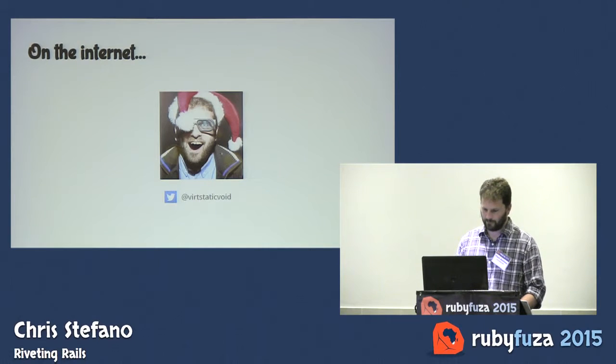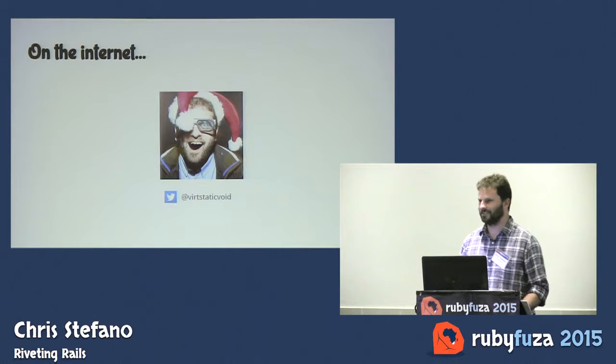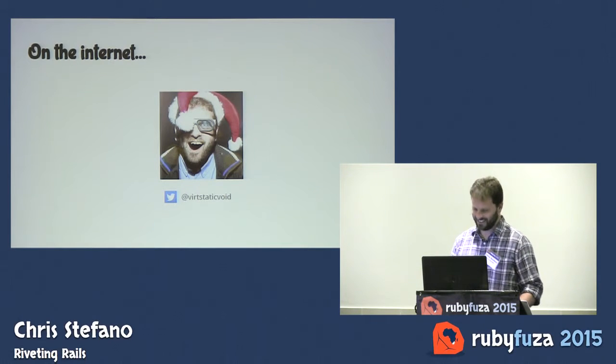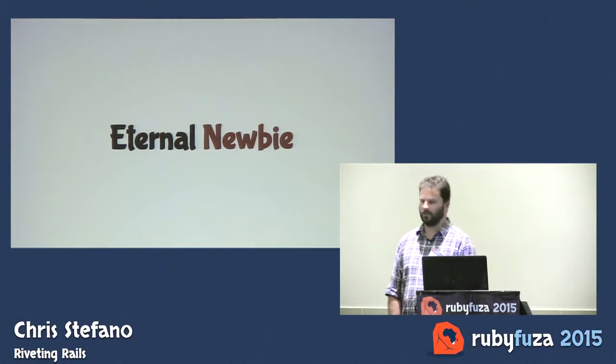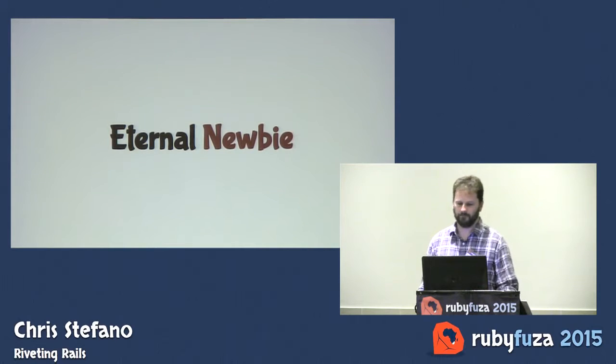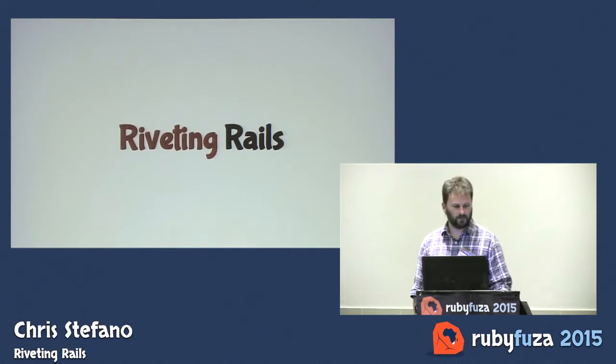And on Twitter, I'm Vert Static Void, because Twitter has a 15-character limit on the username, so it's a little confusing. But I really like to think of myself as an eternal newbie. I'm constantly learning. And that's one of the things I love about programming. So, Riveting Rails.